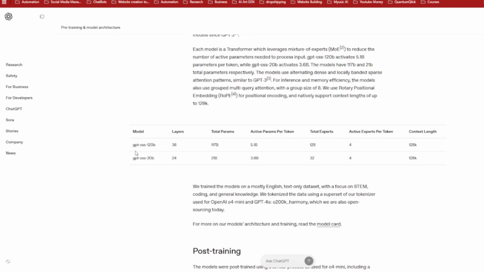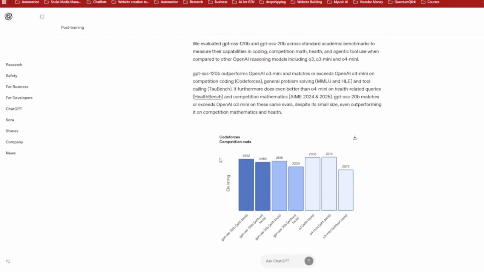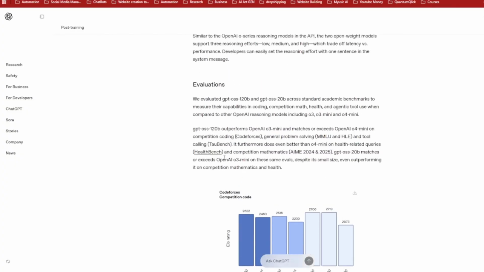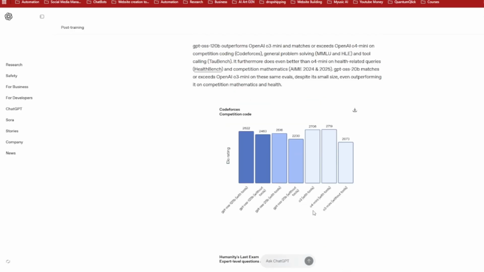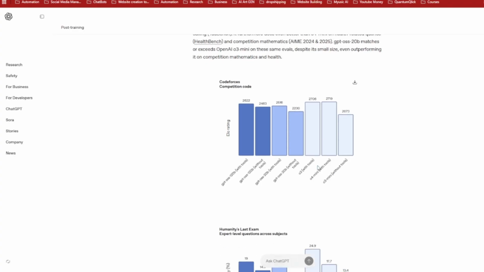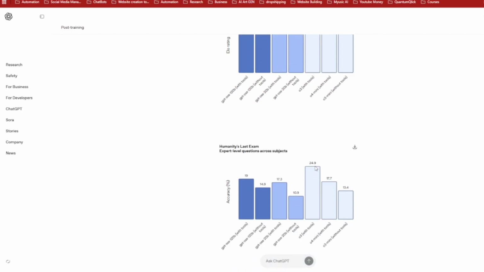Here you can see the GPT OSS 120B was actually trained on a total parameters of 117B, and the 20B was trained on a total parameters of 21B. It has some of the best benchmarks that I've seen from an open source model. Here you can see it is on par with O3 and O4 mini. This is quite good, something that we did not expect to get this soon, and especially given that it's also open source, you can use it right now using Ollama or using Hugging Face.